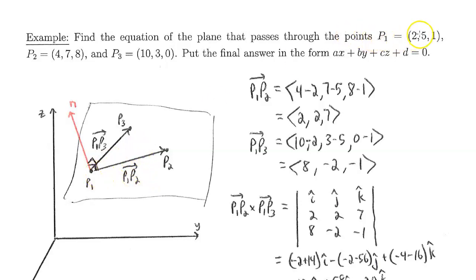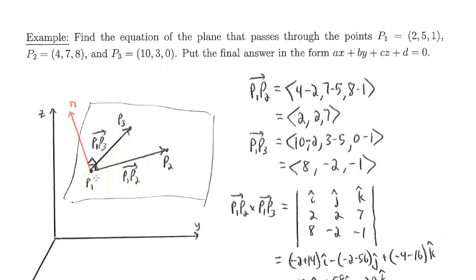So we have P1 is 2, 5, 1, P2 is 4, 7, 8, and P3 is 10, 3, 0. How do we find an equation for that plane? The way I've drawn it here, it almost looks a little wavy, but this is a flat plane. Just by definition, a plane has to be flat, right? So we have this plane. What is the equation of that plane?